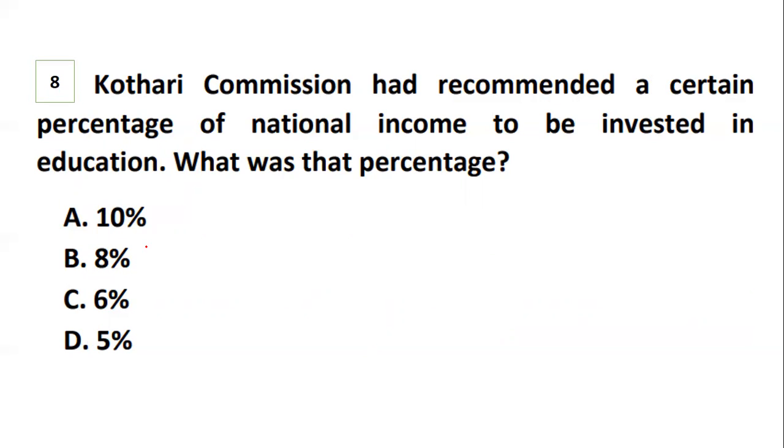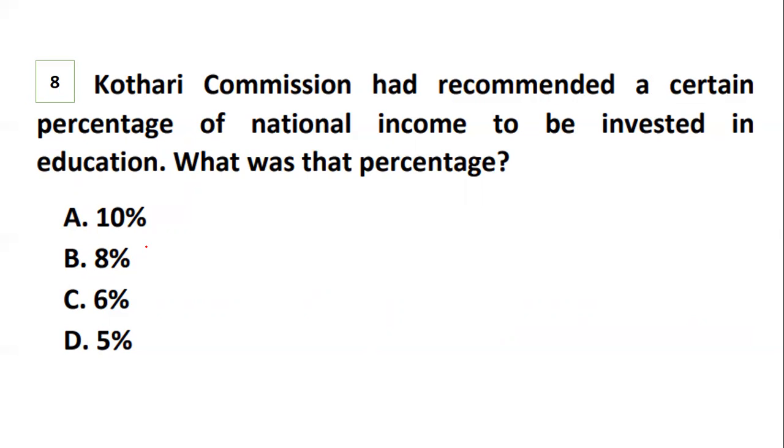We're talking about the Kothari Commission, which has recommended a certain percentage of national income to be invested in education. What is the percentage? The Kothari Commission has recommended a certain percentage of national income to be invested in education. So the percentage is what? Is it 10%? Is it 8%? Is it 6%? Or is it 5%?